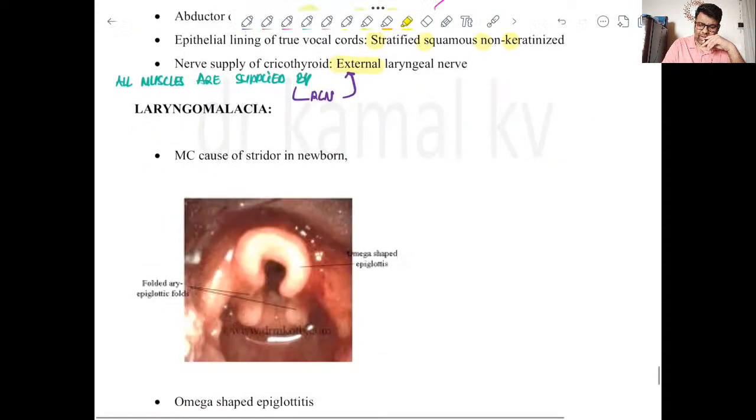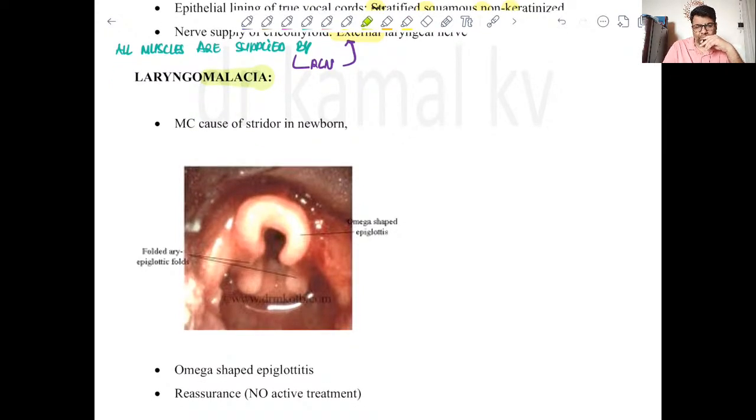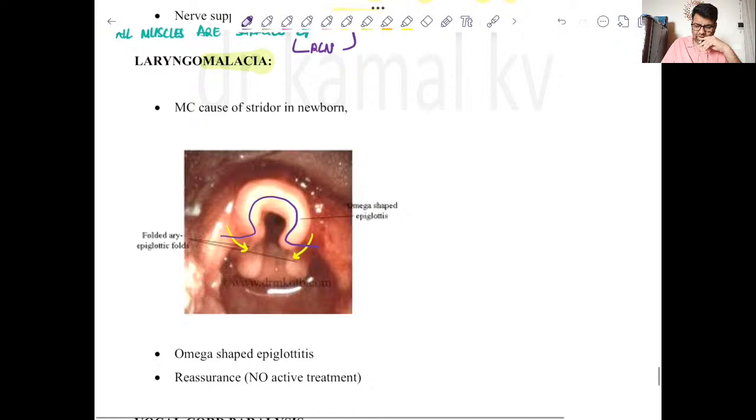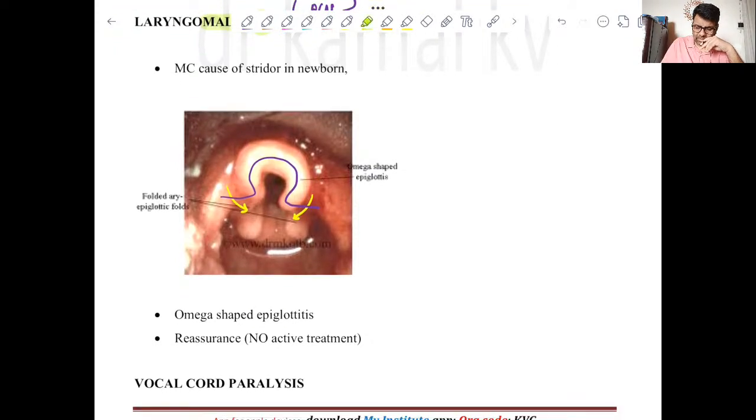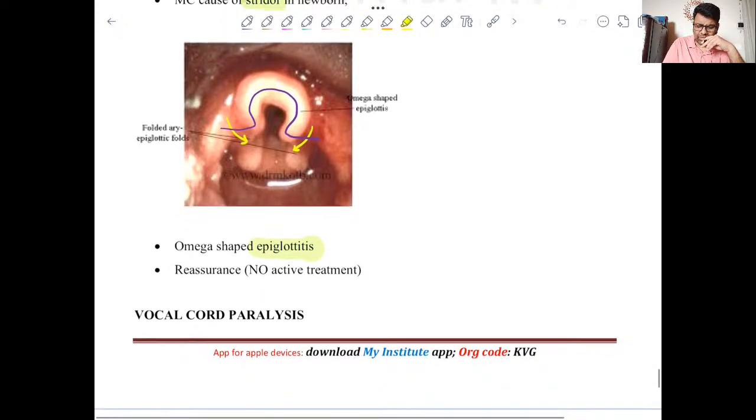And then moving forward to laryngomalacia. Now malacia means weakness. So what happens when the child breathes? There is inward collapse of the supraglottic area, and that gives an omega shaped appearance to the epiglottis. So this is known as omega shaped epiglottis, and this condition is the most common cause of inspiratory stridor in newborn. And treatment wise, we need not do anything, just wait and watch.